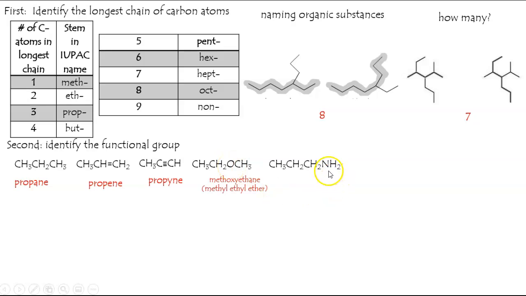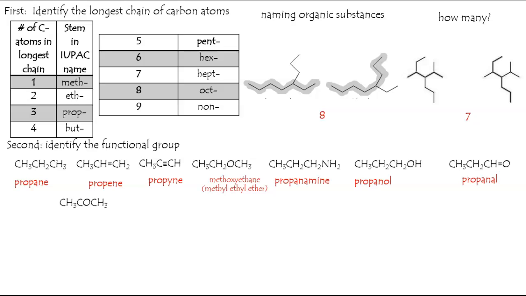This is an amine, so we just say the type of amine. It looks like it's a 3-carbon propanamine. This is an alcohol, so it looks like it would be propanol or propyl alcohol. Aldehyde, so let's just use -al rather than -ol. Notice a 1-letter difference. Be careful there. Propanal.